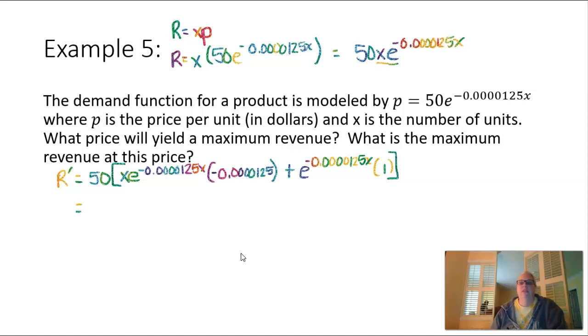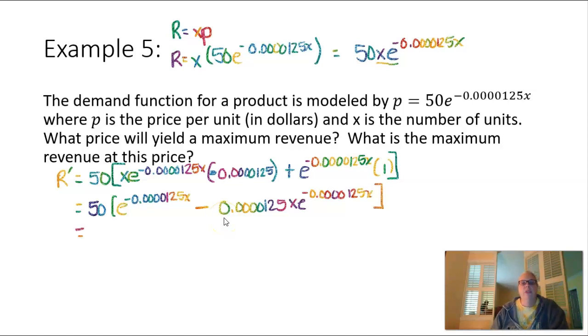Alright, we'll simplify this just a little bit if we can. Let's see, I'm going to switch these around because this one's going to be negative because of that one right there. So I'm going to rewrite this as 50 times e to the negative 0.0000125x minus 0.0000125x e to the negative 0.0000125x.